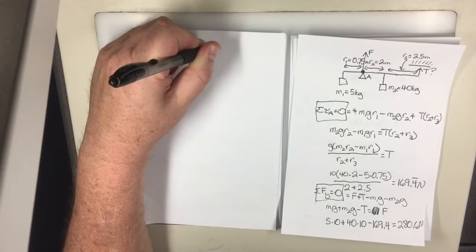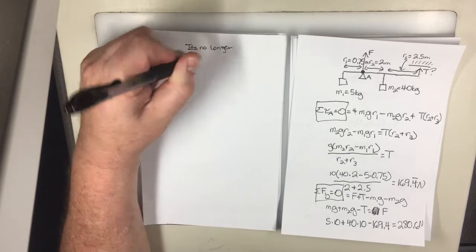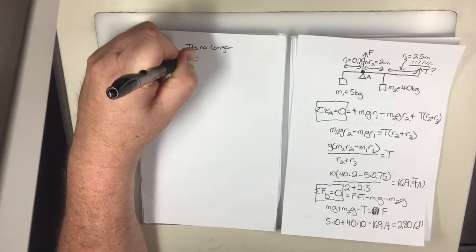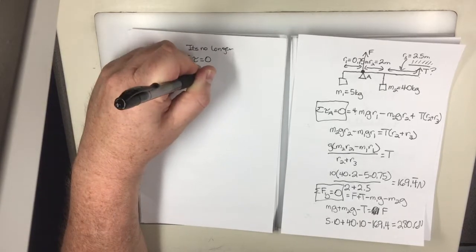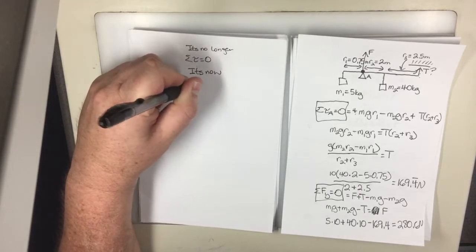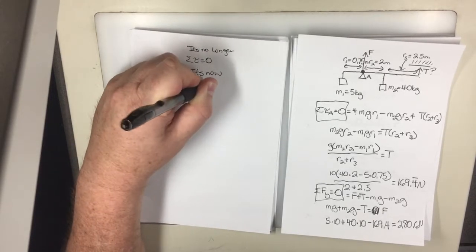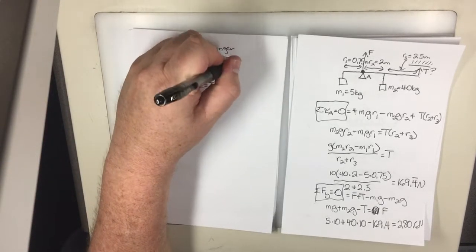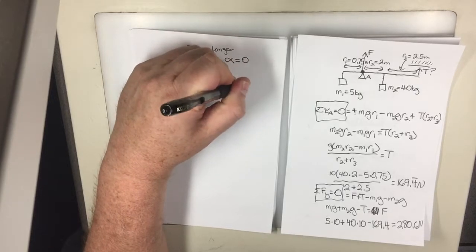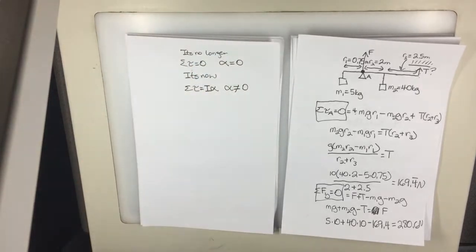When you've got this type of rotation, it's no longer sum of the torques is equaling to 0. It's now sum of the torques is equal to I alpha. In this particular case, alpha is equaling to 0. In this particular case, alpha is not equaling to 0. Now this opens up a whole new realm of what we could ask.